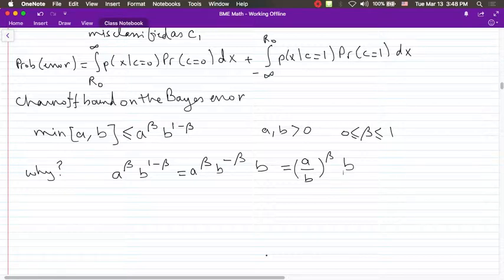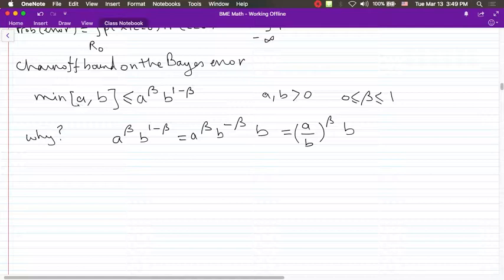I haven't done anything, right? Just algebra so far. But we have to make sure we understand that A to the power beta times B to the power 1 minus beta is equal to the ratio of A to B raised to the power beta times B. All right. So our objective is to find the minimum between two numbers, A and B. And what Chernoff is saying is that the minimum is bounded by this quantity. He says no matter what A and B are, as long as they're bigger than 0, the smaller of the two is bounded by this quantity.